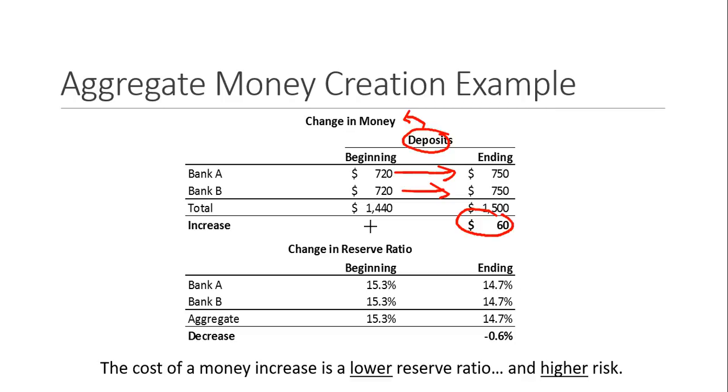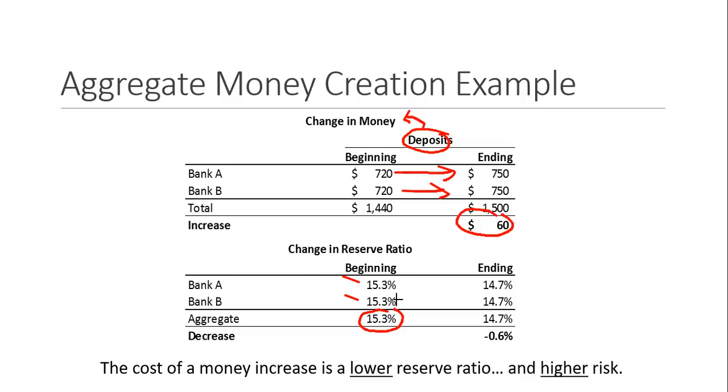So what's the downside? The downside we're going to see in the change in the reserve ratio. The aggregate reserve ratio, when we look at Bank A and Bank B combined, the aggregate reserve ratio was 15.3%. Now, of course, when they both were 15.3, the aggregate is going to be 15.3. If banks A and B had different beginning reserve ratios, then we would calculate an aggregate reserve ratio using a weighted average type of calculation as we saw in part 1 of this session.